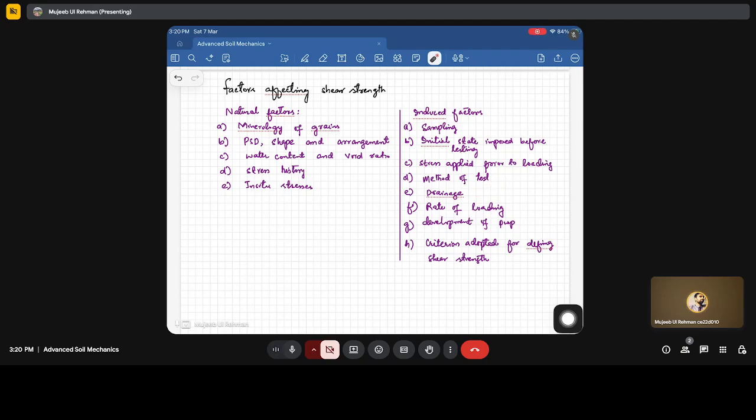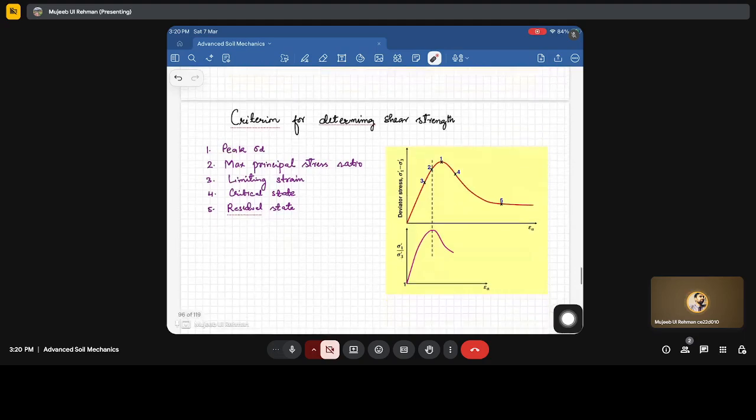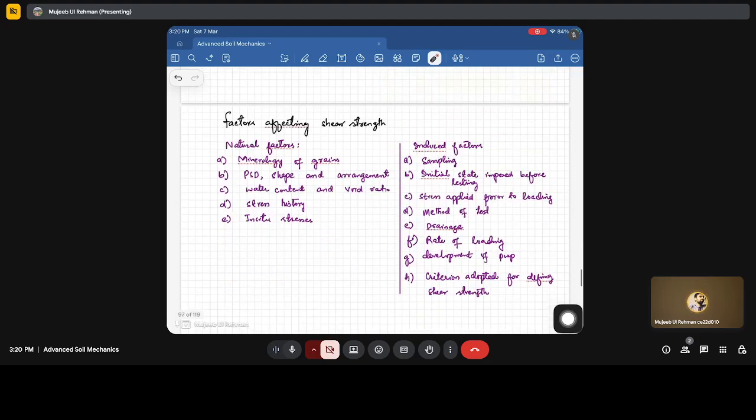as you are seeing in the previous module. Then the rate of loading will affect the strength, and it will also affect the rate of development of pore pressure. So these two are interconnected or interrelated. And also the criterion adopted to define the shear strength. As in the last slide, we said that based on the type of soil, we can have different criteria, or whatever is actually needed in the field.